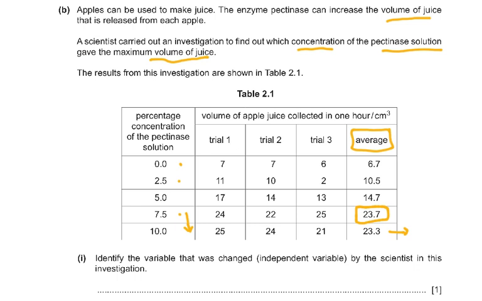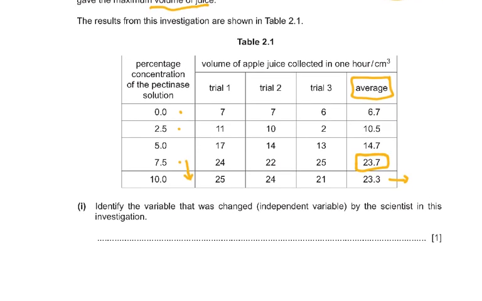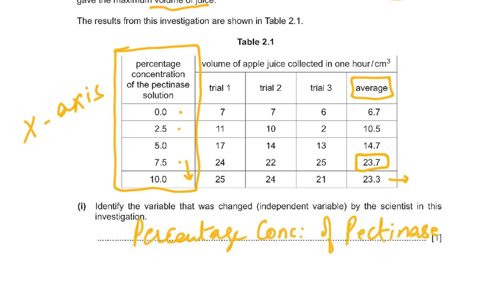So identify the variable that has changed by the scientist in this investigation. This is always the first column. Independent variable is always in the first column, and this is always plotted on the x-axis. So the independent variable that was changed was the percentage concentration of pectinase. This is what was changed: percentage concentration of the pectinase solution.